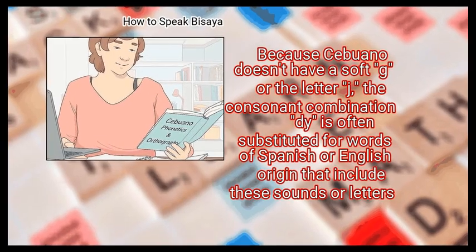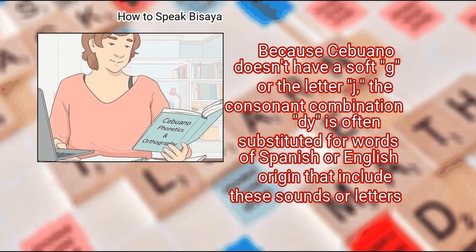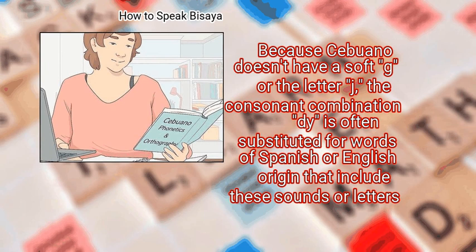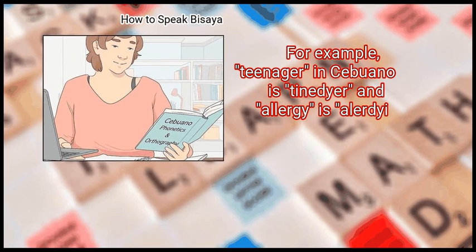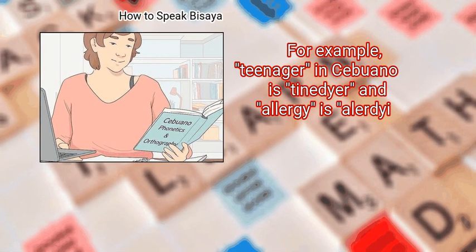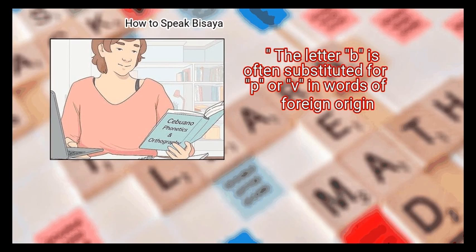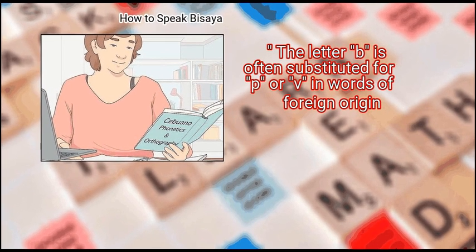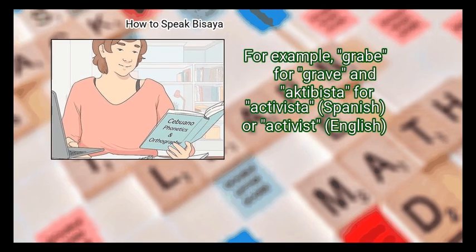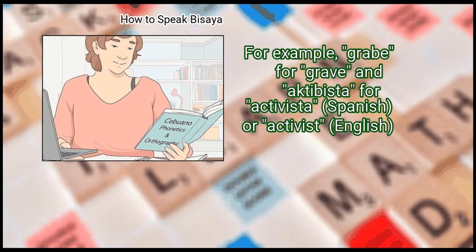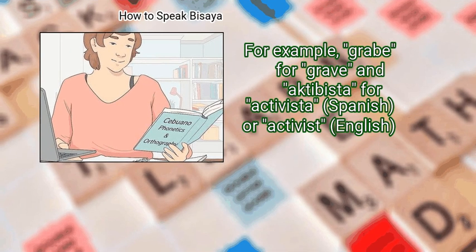Because Cebuano doesn't have a soft G, or the letter J, the consonant combination, dy, is often substituted for words of Spanish or English origin that include these sounds or letters. For example, teenager, in Cebuano is tinedaya, and allergy is allergy. The letter B is often substituted for P or V in words of foreign origin. For example, grave for grave and activista for activista, Spanish, or activist, English.